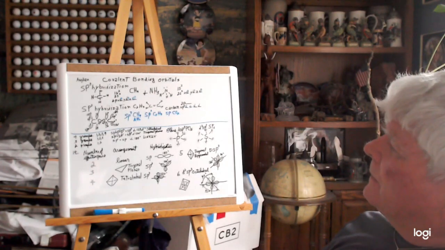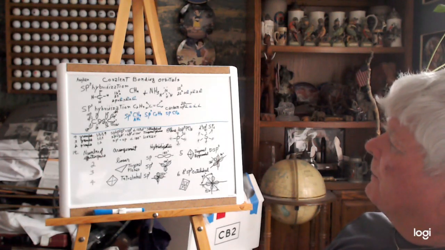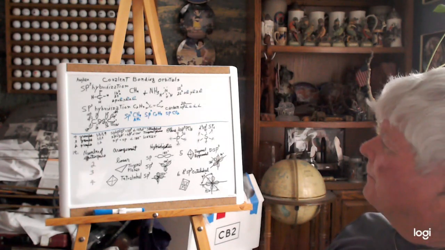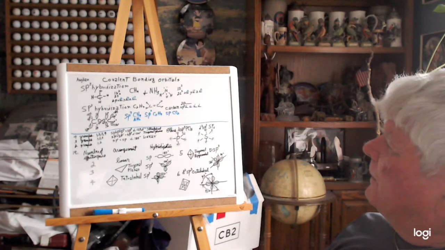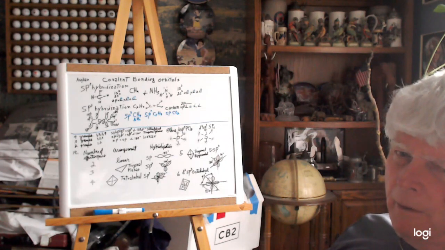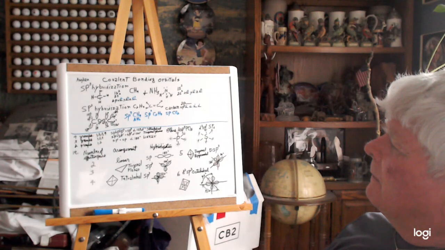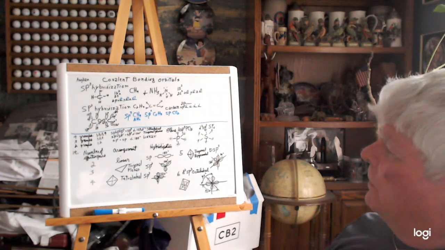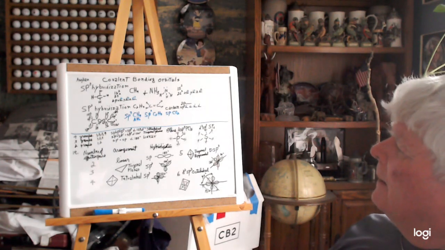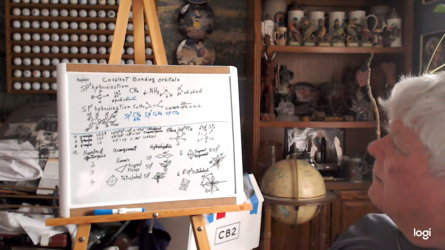The next one has 3 groups, SP1, SP1, which adds up to be SP2. And its angle is 120 degrees and it's trigonal planar. And 2 groups, the next one, 1 and 2, and that's SP1, which is SP, which is 180 degrees and is linear.